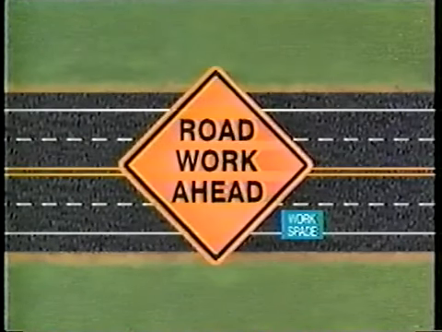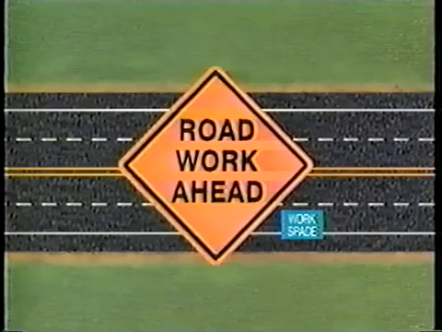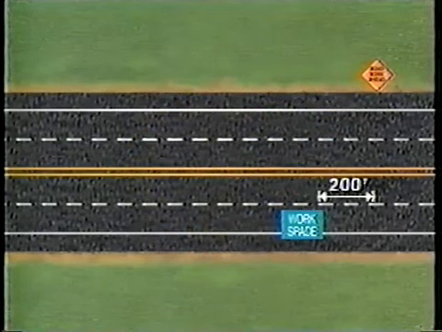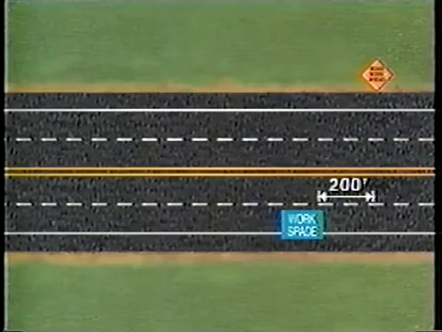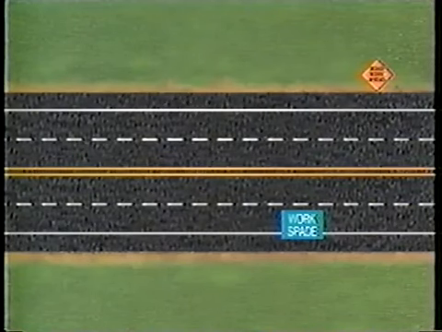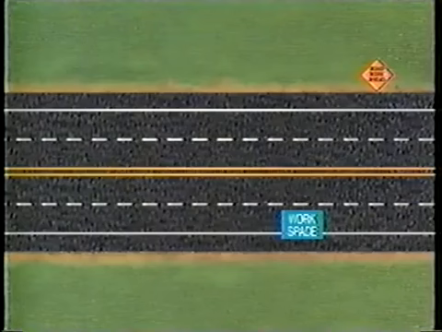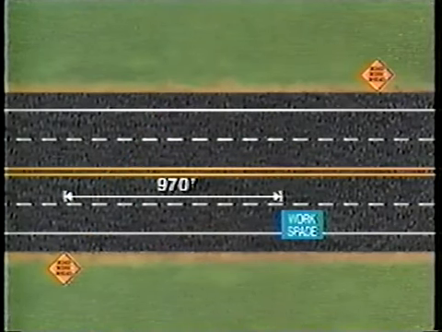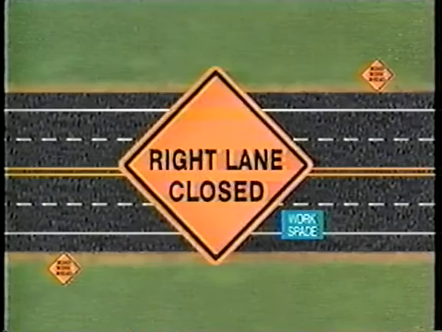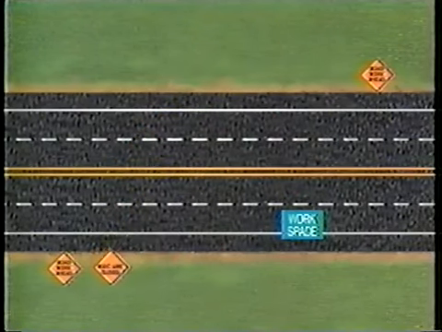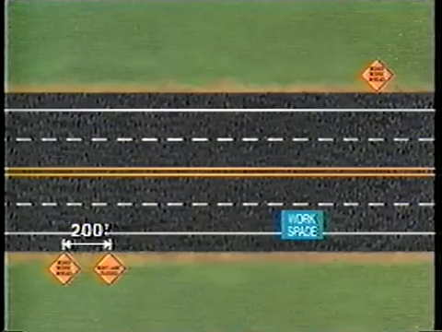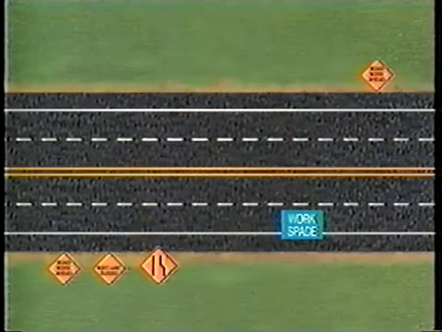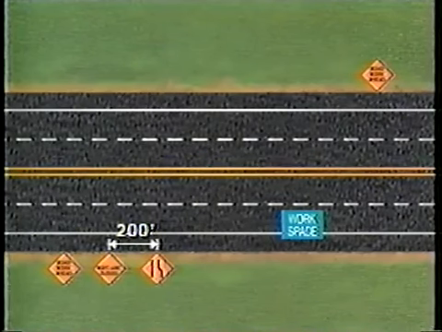The first sign installed for the unobstructed roadway is a road work ahead sign. This sign is placed 200 feet in advance of the workspace. The signs for the roadway on which work is taking place are then installed. The road work ahead sign is placed 970 feet before the workspace. The next sign is a right lane closed sign 200 feet from the road work ahead sign. Then we place a lane reduction transition sign 200 feet from the right lane closed sign.